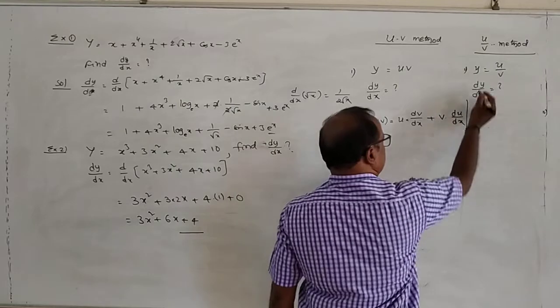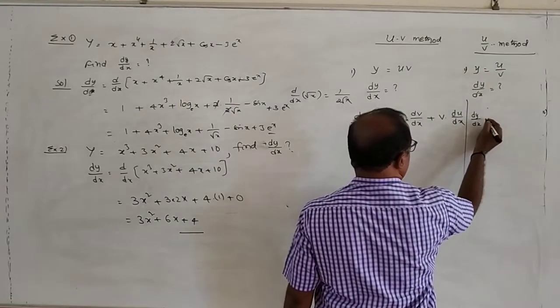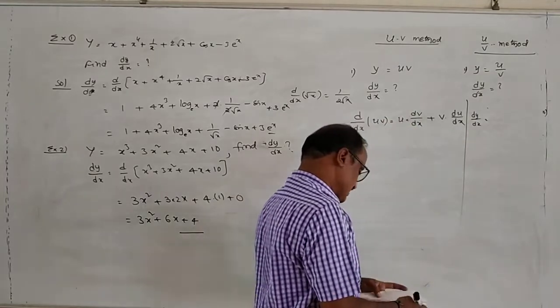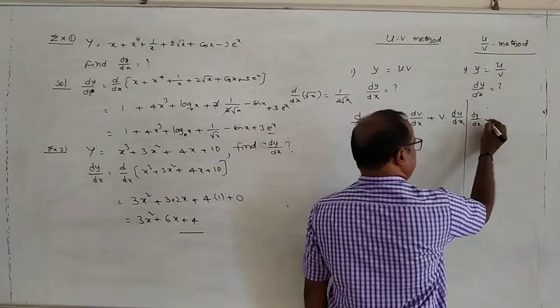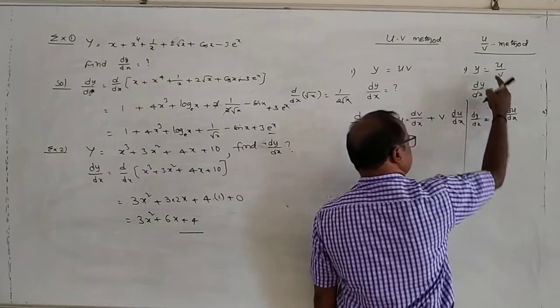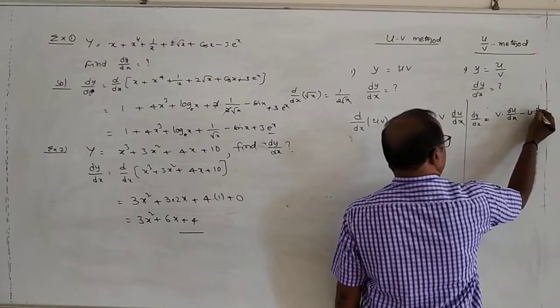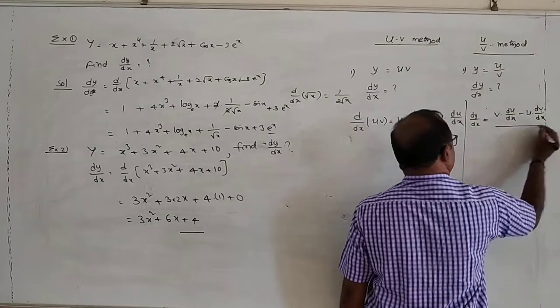Next here, in case of y equal to u by v, then dy by dx is equal to v, the second term, into the derivative of the first term with respect to x, minus u into dv by dx, divided by v square.